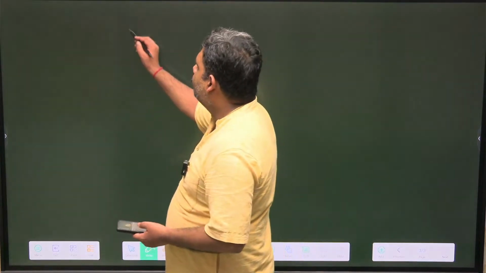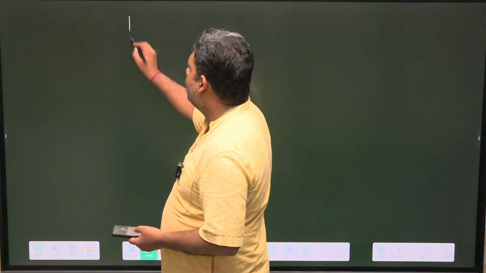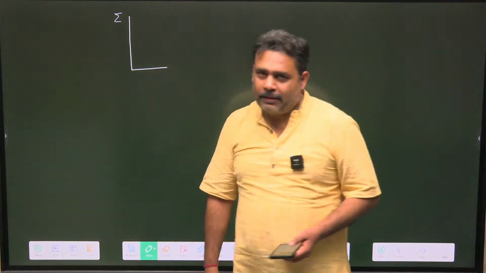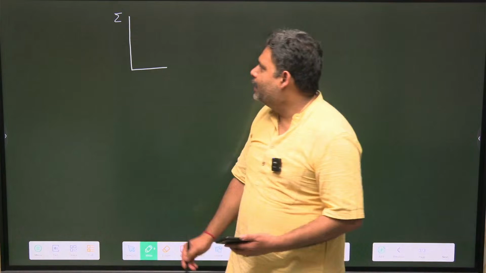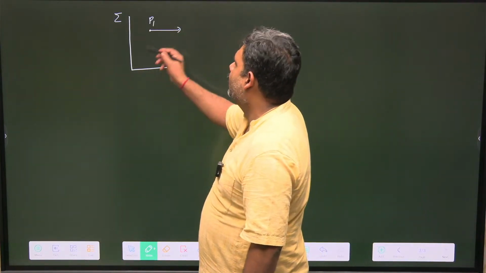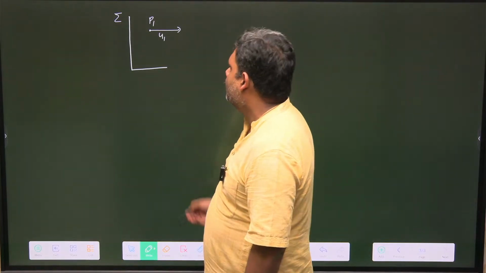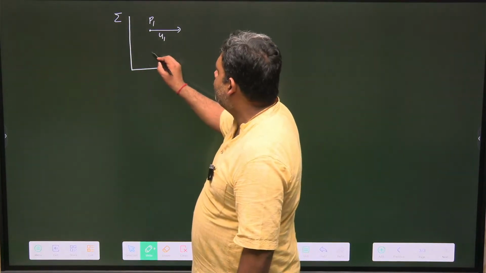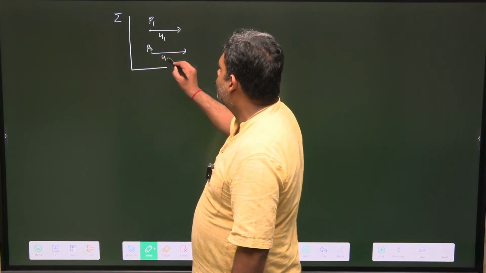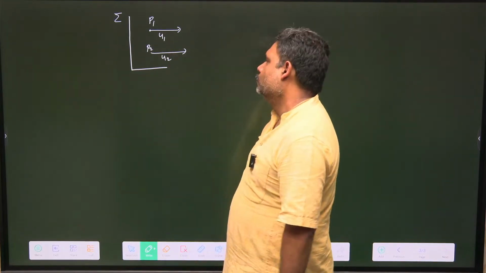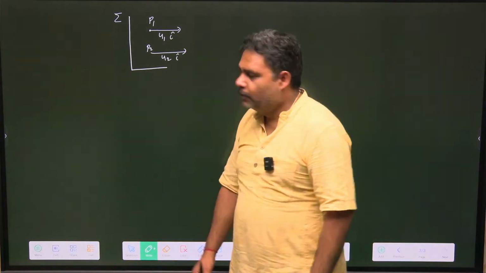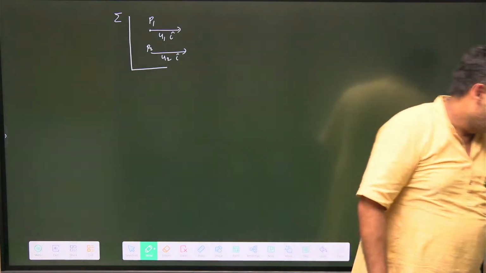So what we have? Let's say we have some inertial frame sigma, and with respect to sigma, the particle P1 is moving with U1, and with respect to sigma, the particle P2 is moving with velocity U2 in the i cap direction. So I am just putting it in the i cap direction. So this is again a very interesting problem.